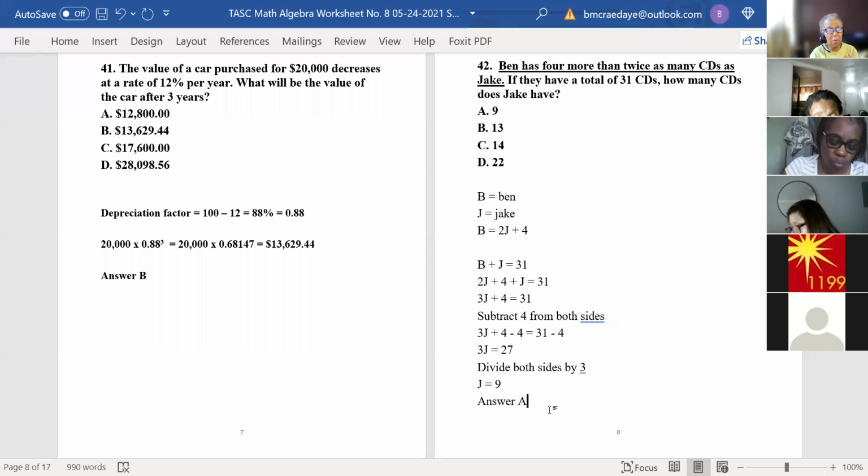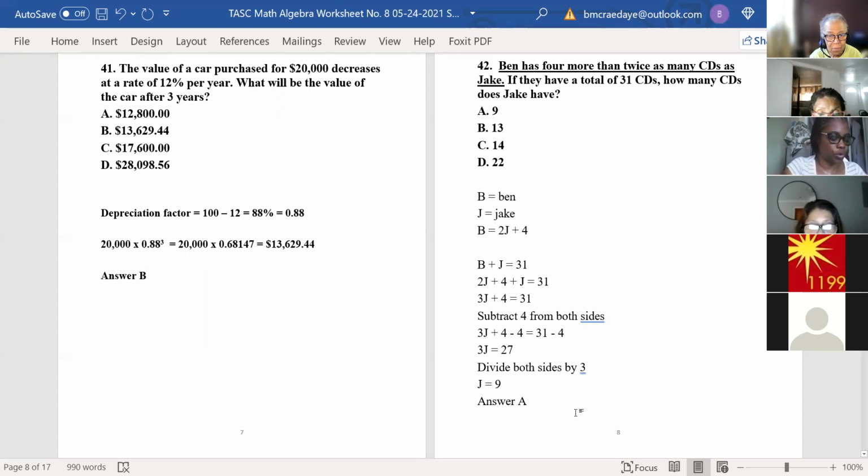So I want you to translate the words into the math. 4 more than, add that to twice as many. So twice as many as Jake is 2J. 4 more than is add a 4. Now, once you do that, you can substitute the 2J plus 4 in for B, and then you have one unknown. 2J plus 4 plus J is 31. Then you can solve it, get J equal 9.